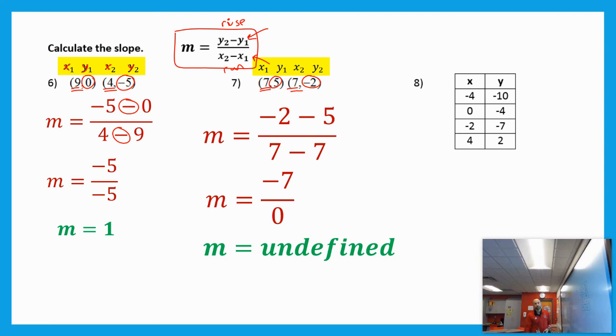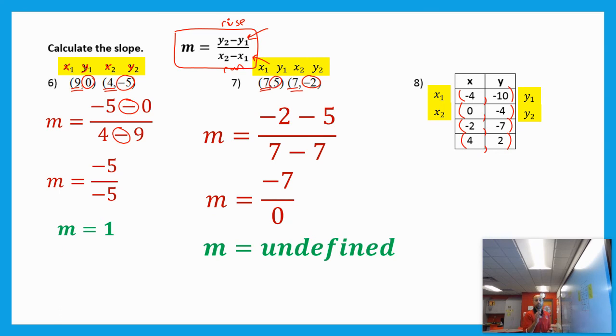For number 8, it's a table of values, but it's actually very similar to what we just did on 6 and 7. In a table of values, you have a bunch of x and y ordered pairs. These all just represent x and y ordered pairs. So we could use any of those to do this, but I'm going to use those first two. So I have x1, y1, x2, y2. And once I've labeled them, then it's just a matter of plugging them into my formula.